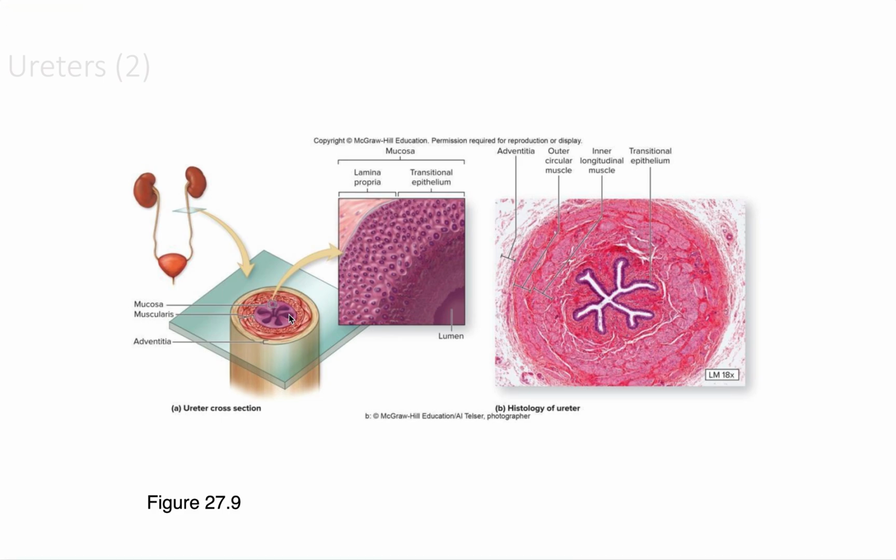These folding of the mucosa allows for the stretching to occur and increase the lumen size and to allow for more urine to transfer into the urinary bladder. When we look at the importance, it's mainly for distensibility or stretching, and it's also very impermeable. And then on the mucosa, we also have the lamina propria. It's made of dense irregular connective tissue.